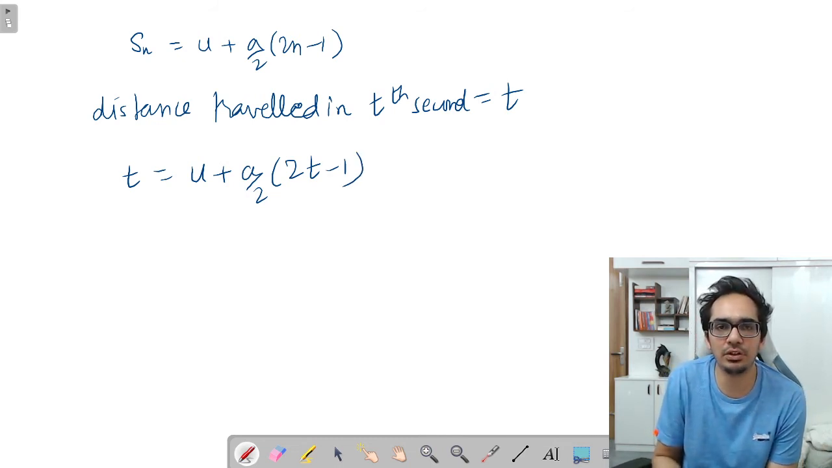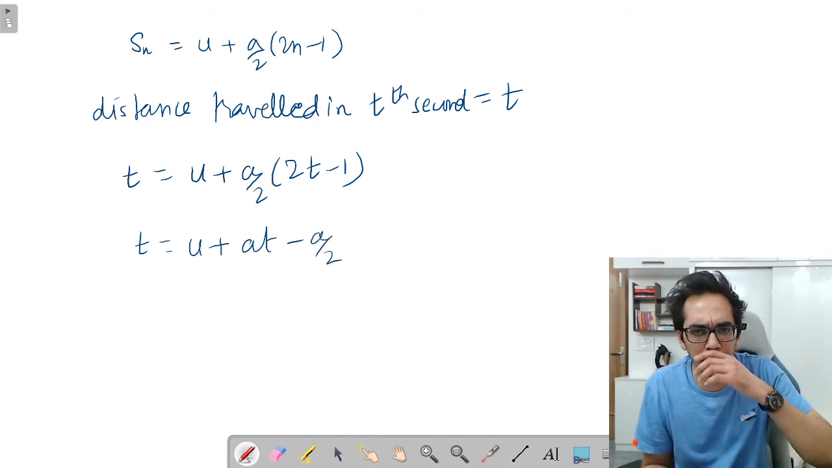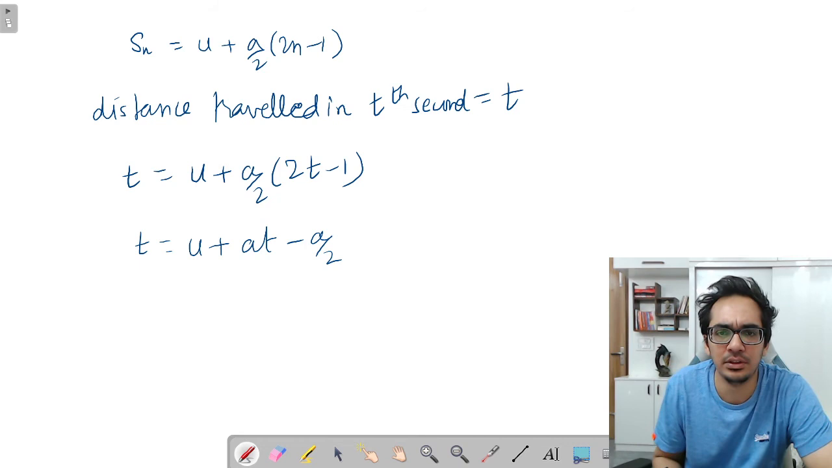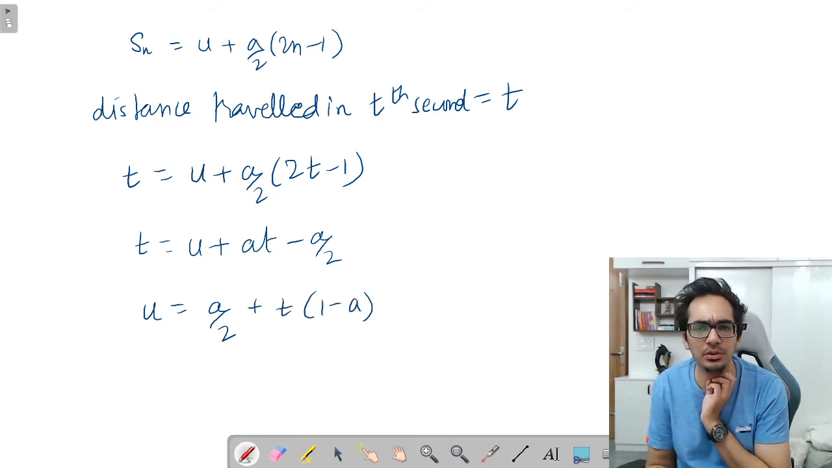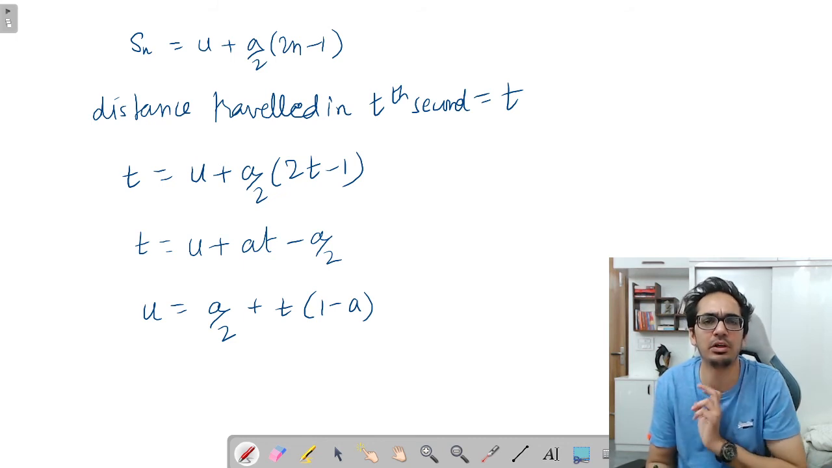So now when you solve it, you will have t is equal to u plus at minus a by 2, right? U is equal to at minus a by 2. So u is equal to a by 2 plus t into 1 minus a. I guess it's correct.